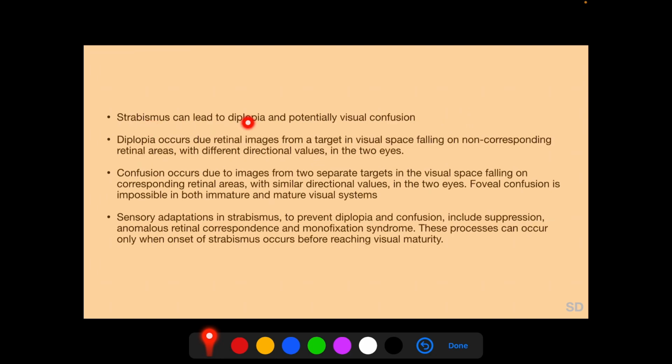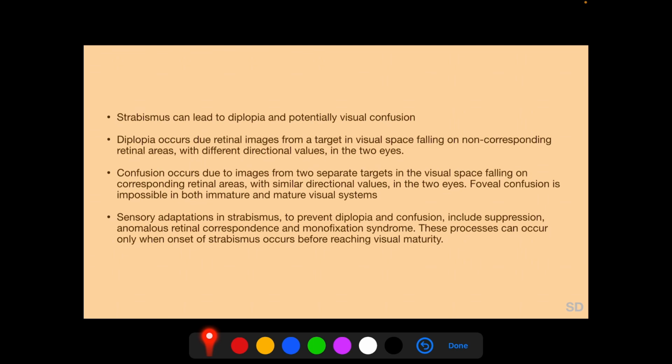Strabismus can lead to diplopia and potentially to visual confusion. Diplopia occurs due to retinal images from a target in visual space falling on non-corresponding retinal areas with different directional values in the two eyes. Confusion occurs when images from two separate targets in the visual space fall on corresponding retinal areas with similar directional values in the two eyes. Foveal confusion is impossible physiologically in both immature and mature visual systems.